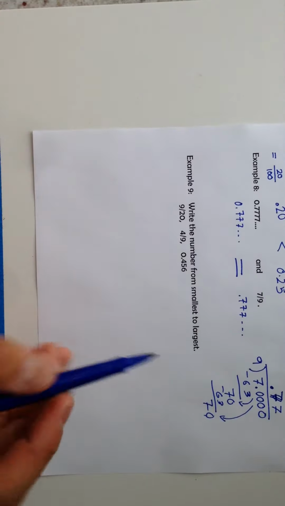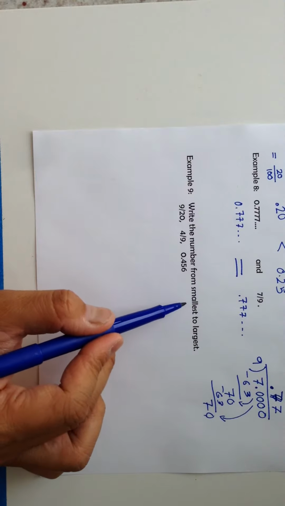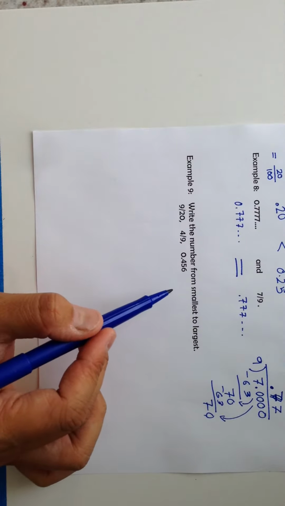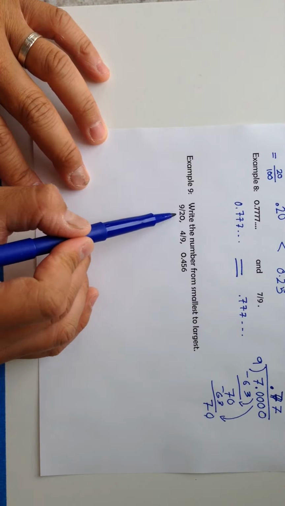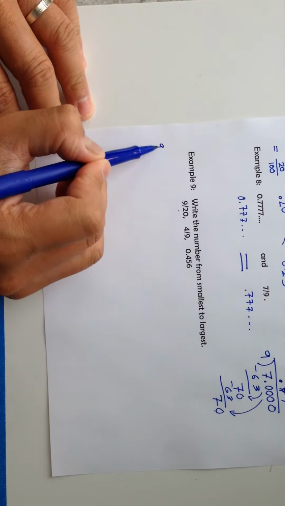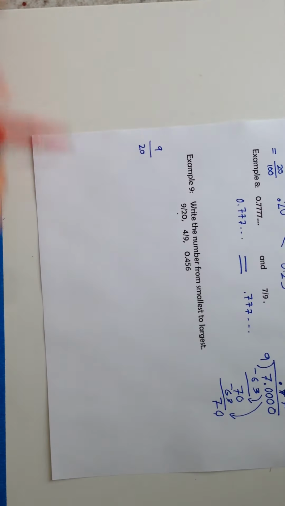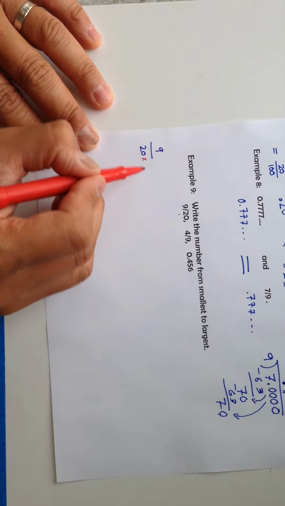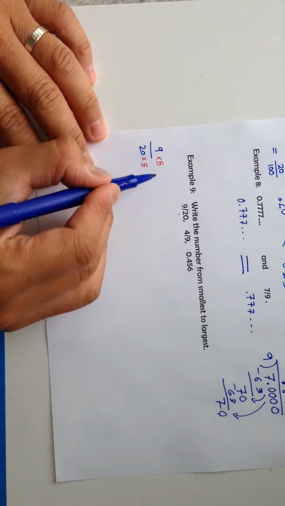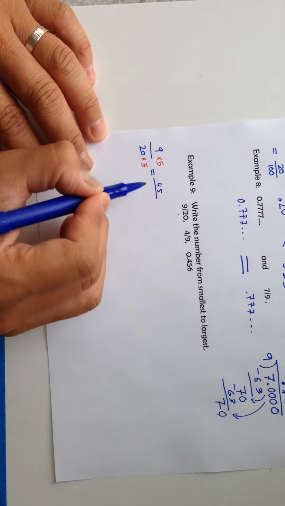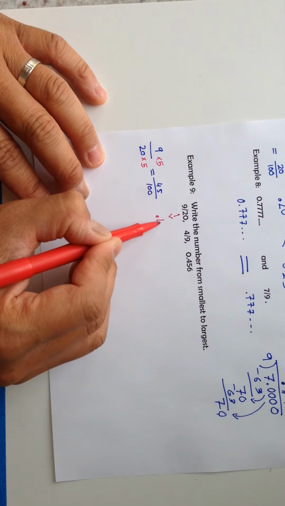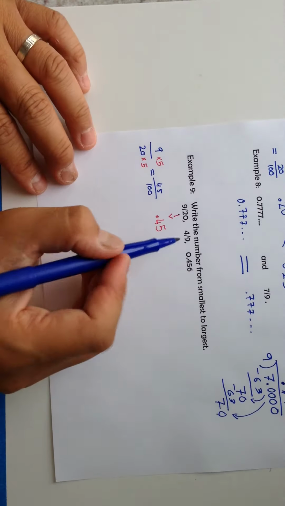Alright, how to determine which number is the largest, or rearrange these three numbers from smallest to largest. First, we have to convert these two fractions into decimals. For 9/20, because 20 can be turned into powers of 10 by multiplying it by 5, the conversion for this number is easy. 9 times 5 is 45. 20 times 5 is 100. So this number as a decimal is 0.45. We're done. Let's do 4/9.